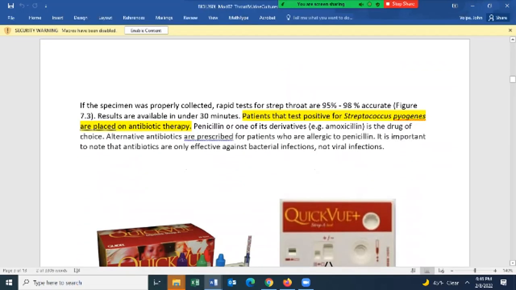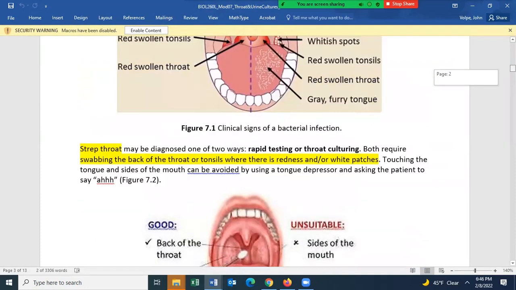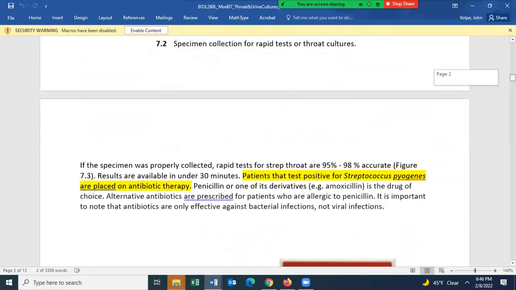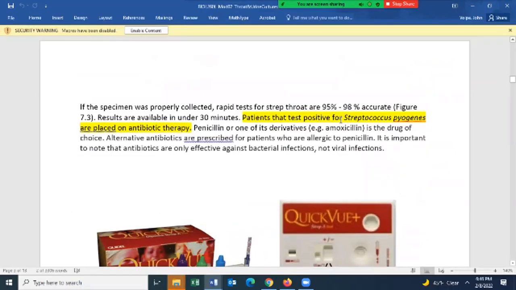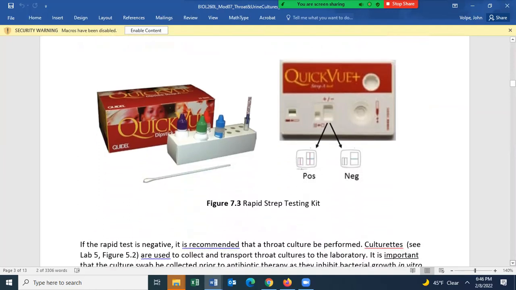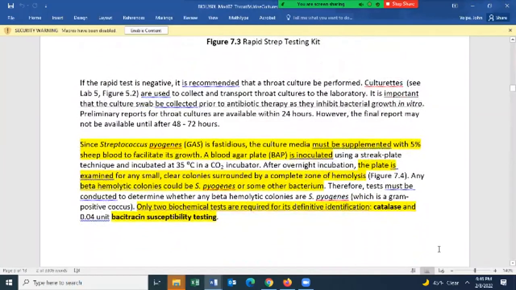Patients who test positive, and then you streak that on a blood agar plate, which isn't highlighted there, or should have that highlighted. Patients that test positive for Streptococcus pyogenes are then placed on antibiotic therapy. There are only 2 tests you need to do to show that a patient has a Streptococcus pyogenes infection.